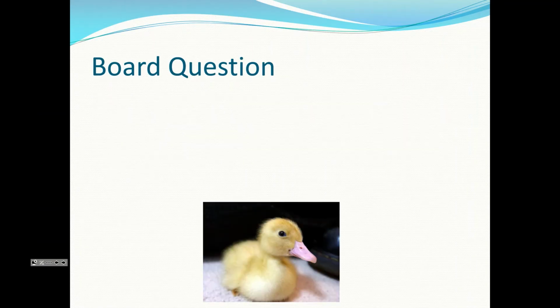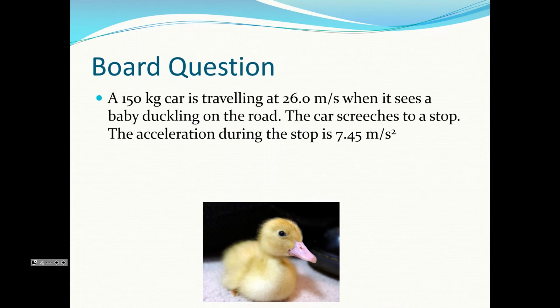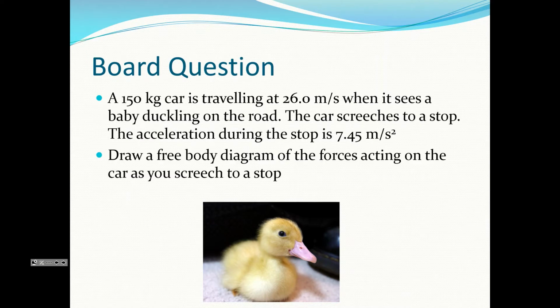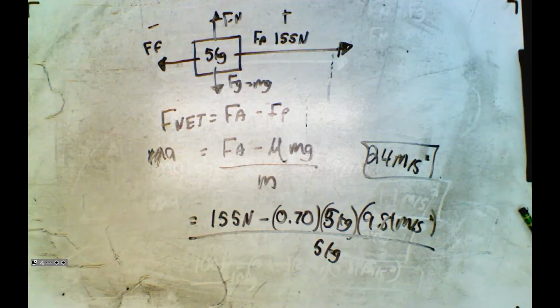Okay. So I have one more board question here. A 150 kilogram car is traveling 26 meters per second when it sees a baby duckling on the road. The car screeches to a stop. The acceleration during the 7.45 meter per second squared trip is... So I want you to draw the free body diagram of the forces acting on the car as you screech to a stop. Okay, try that right now. Pause your video and I'll go through it now.